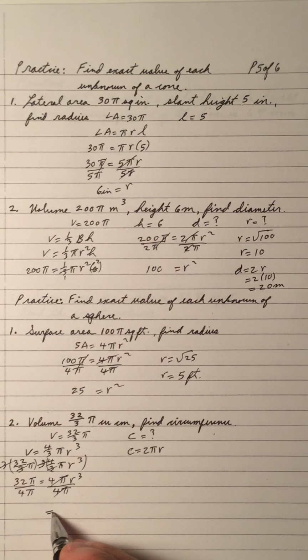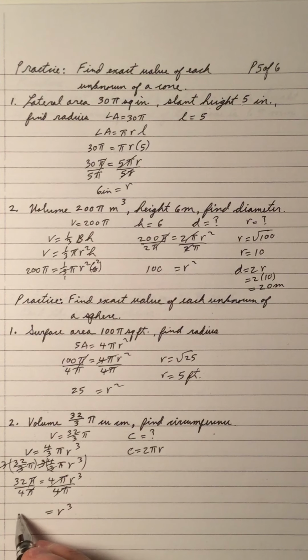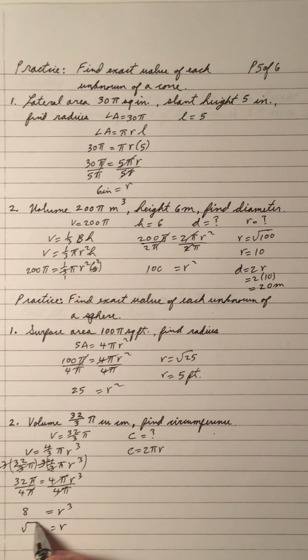The 4 pi's cancel, and I get r cubed. The pi's cancel, and 32 divided by 4 is 8. So r cubed is 8, so r is the cube root of 8. So r is 2. So 2 cubed, 2 times 2 times 2, makes 8. What number multiplied by itself 3 times gives you 8? It's the cube root. The cube and the cube root are inverses of each other.